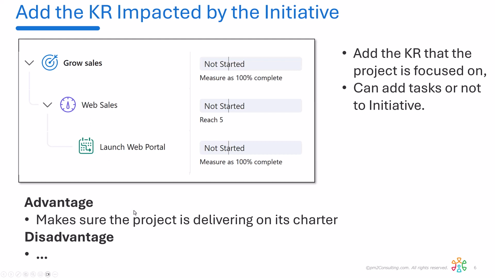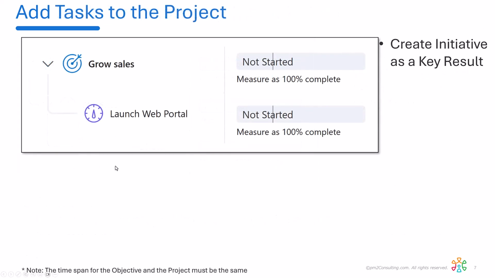The disadvantage, I can't think of a disadvantage. So it is adding in the key result, but we're looking for that benefit. To me, I think this is the ideal structure, but you might not want to add the complexity of getting into initiatives. So that takes us to the fourth option, which is you can actually create a project and just call it a key result.